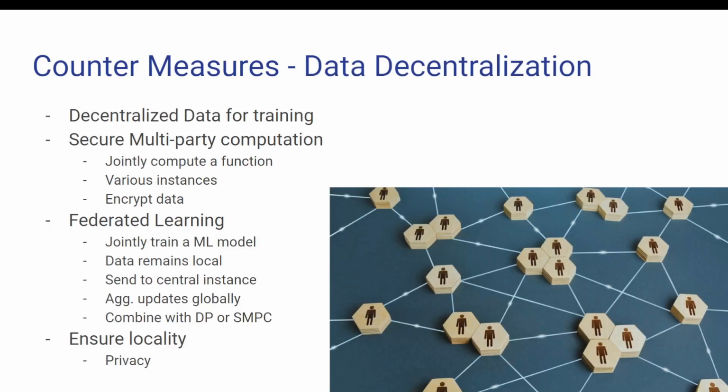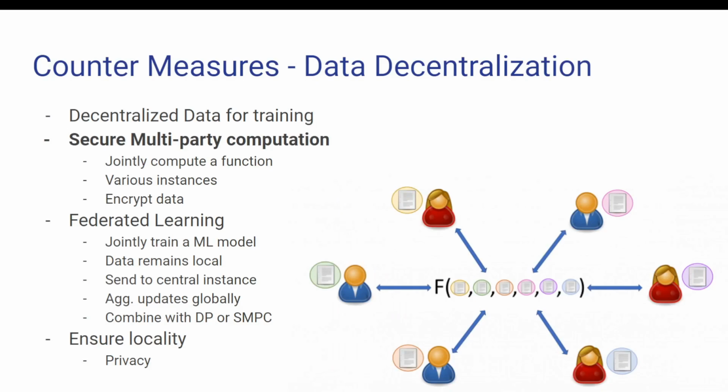Another good alternative is decentralizing the data for the training process. Secure multi-party computation is a security technique that enables various instances to jointly compute a function on their private data while keeping the data private from other instances. This is done by encrypting the data and then sharing it with other instances where necessary, to perform computations on the encrypted data in order to train an ML model without revealing personal information.